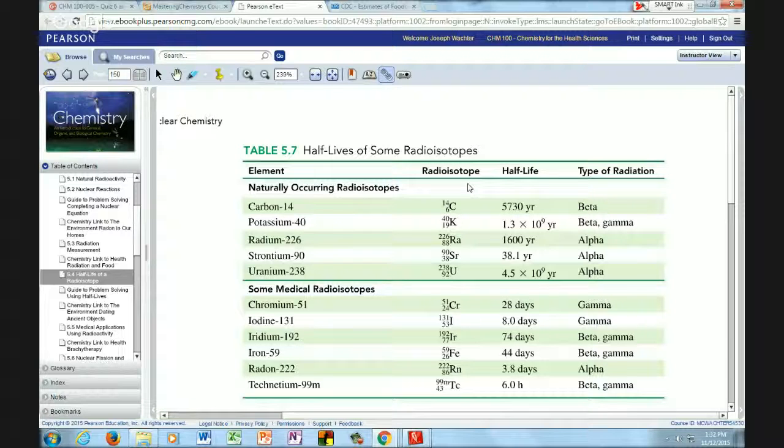Because of that long half-life, it's a lot harder to use carbon-14 to date recent things. Like if a plant died 200 years ago, we can't really use carbon dating for that. We have to find other ways to figure out how old that is.